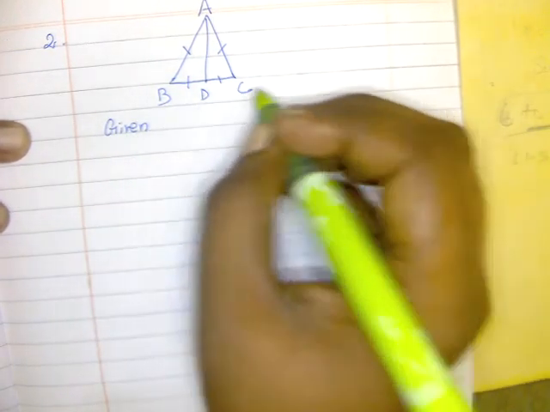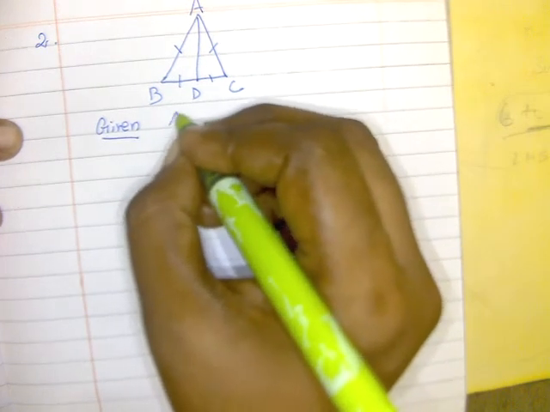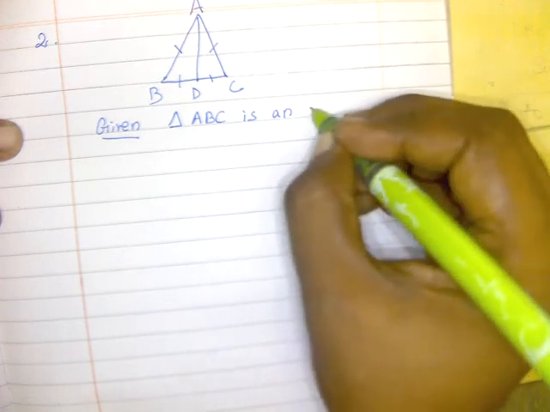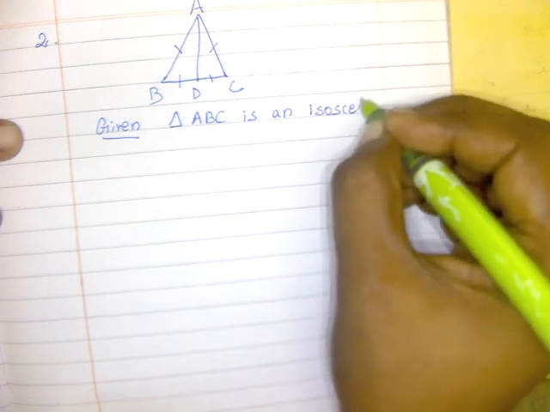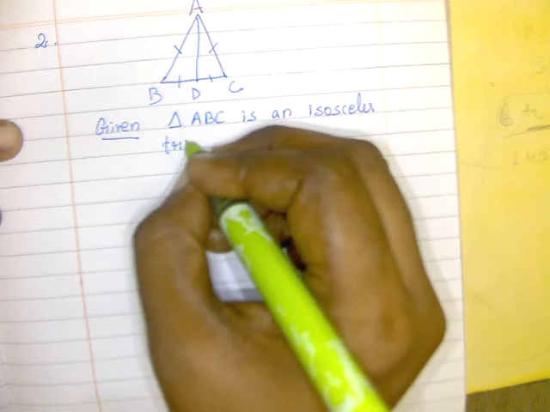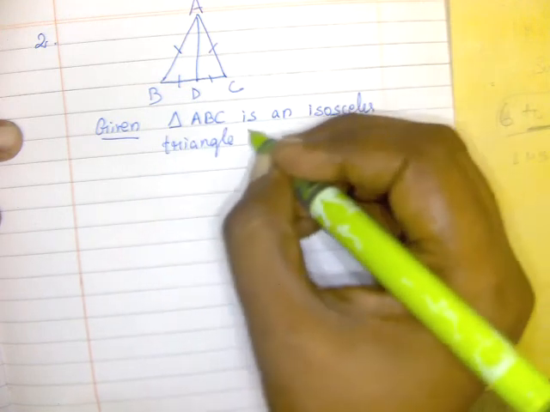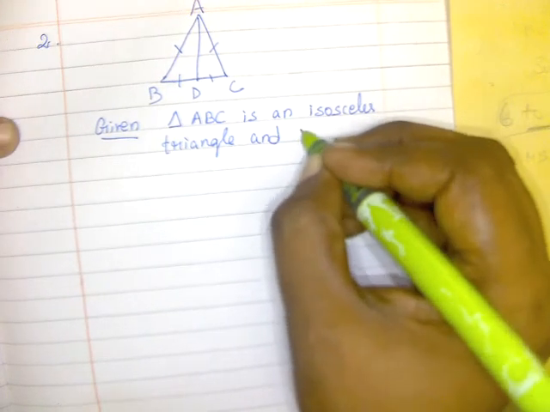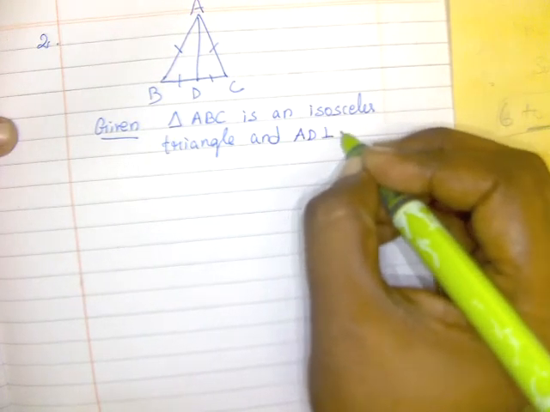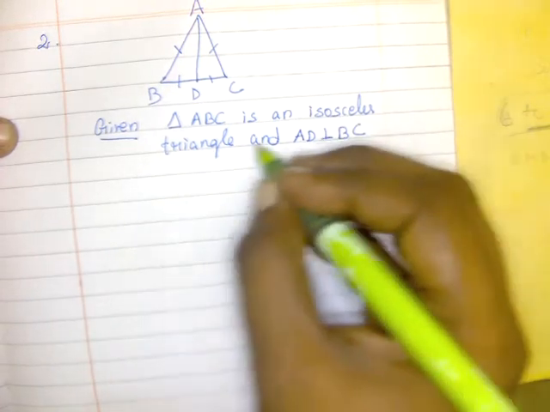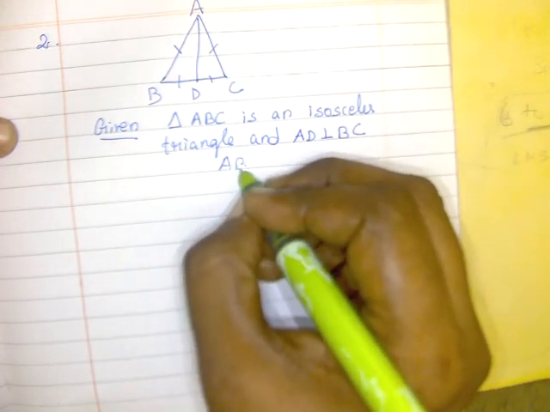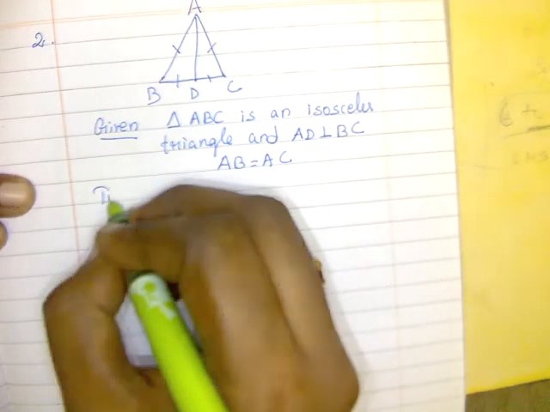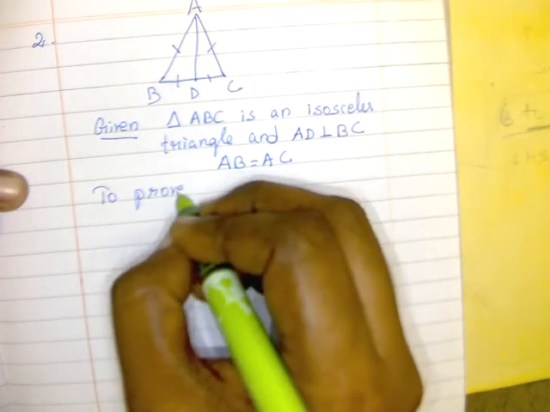Now what are the things given that you have to write? Given: triangle ABC is an isosceles triangle. And they have given AD is an altitude, so you have to write AD is perpendicular to BC. And next, AB is equal to AC.